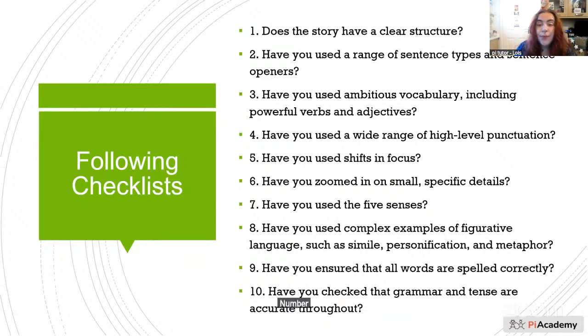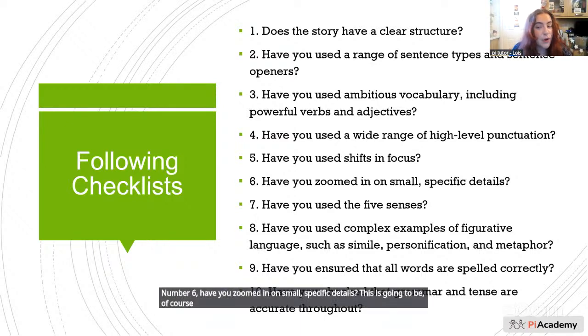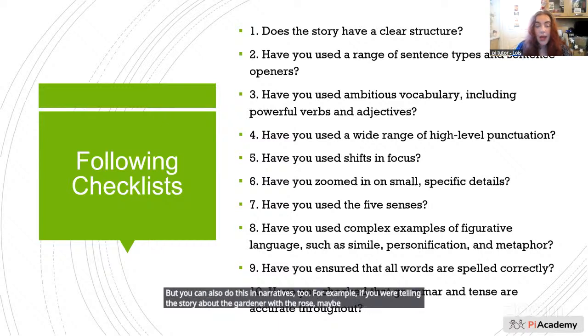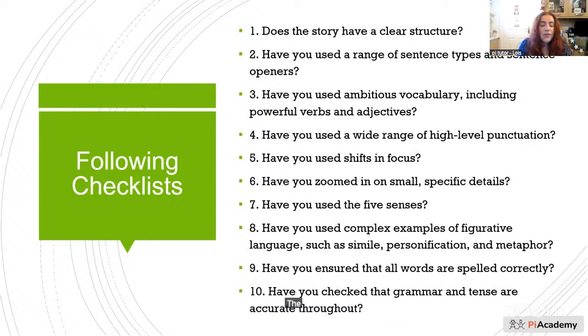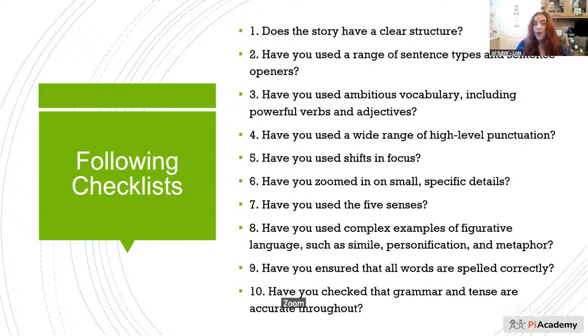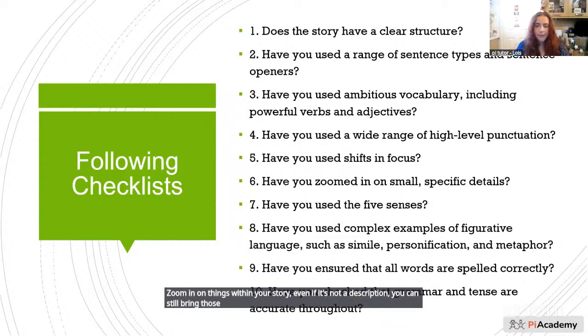Number six, have you zoomed in on small specific details? This is going to be, of course, the main element of your third paragraph of your descriptions. But you can also do this in narratives too. For example, if you were telling the story about the gardener with the rose, maybe you have a couple of sentences describing the beauty of the rose. The scarlet petals, soft as silk, with thorns sharp enough to slice your skin. Zoom in on things within your story. Even if it's not a description, you can still bring those details in.